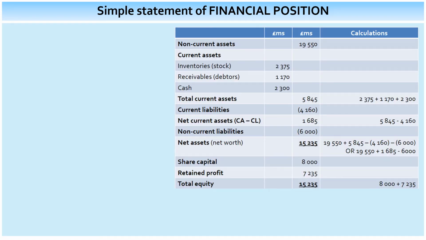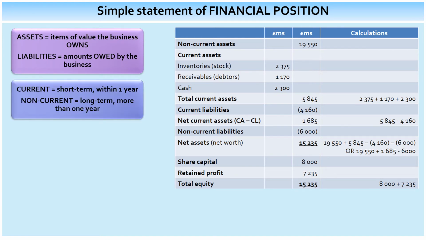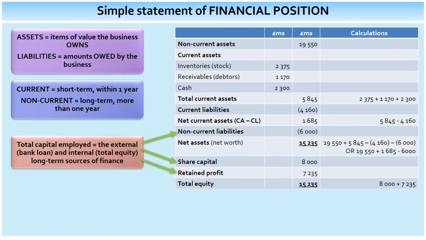So here's an example of a simple statement of financial position. We have the assets and the liabilities listed. Current, short-term within a year, non-current, long-term more than a year. Now we can look here at the total capital employed. So how much capital is the business using to finance itself? We can do that by looking at money that's come from shareholders, been invested, money that's come from the business previously, that's been reinvested, and also the money that's come from banks, for example, through long-term loans. And we add these three values together to get the long-term sources of finance, otherwise known as the total capital employed.